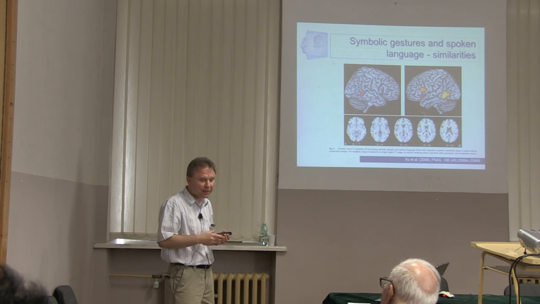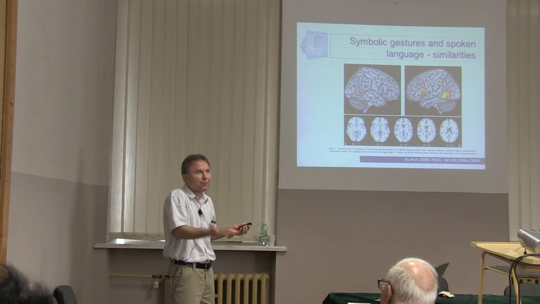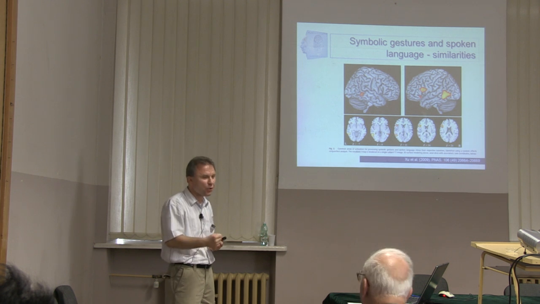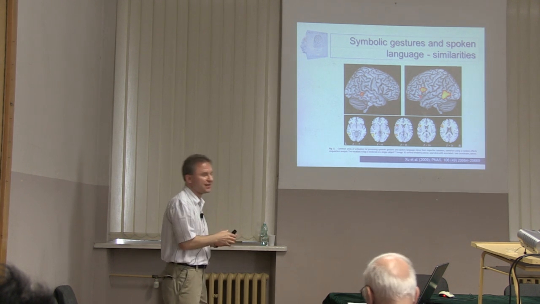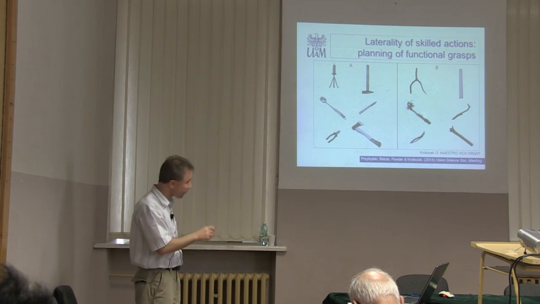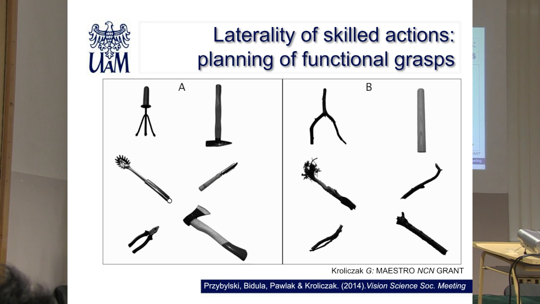So in my recent projects, we went on and studied more fundamental functions, such as, for example, planning functional grasps. For example, there is a tool, and you are to grasp a tool in such a way that you could use it immediately. Okay, so these are the examples of tools that we used, and control objects. Some of them were really well controlled for complexity, note, yeah. And in general, they were pretty well matched.